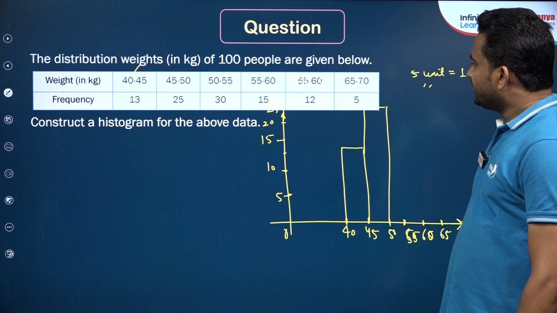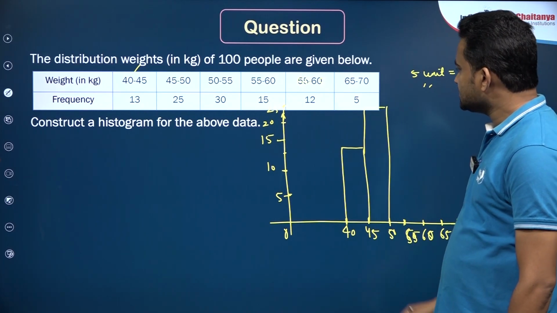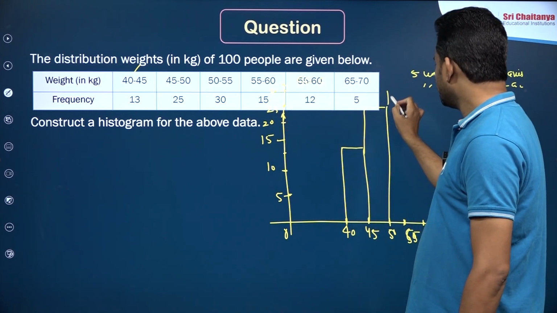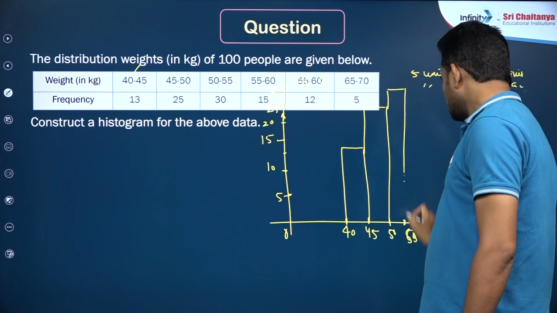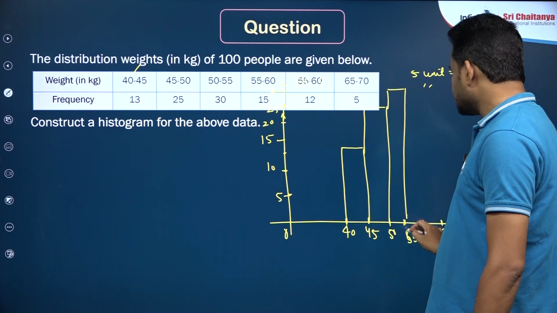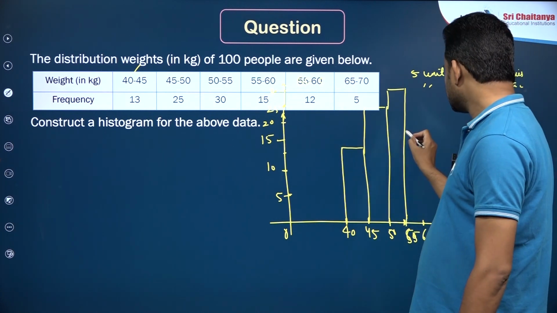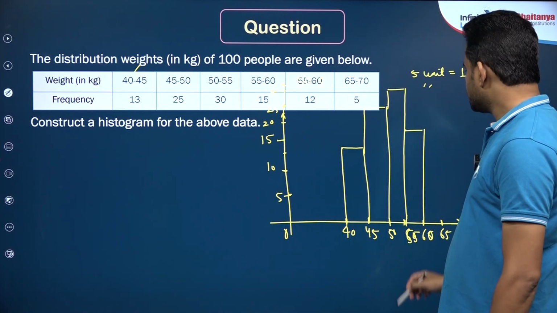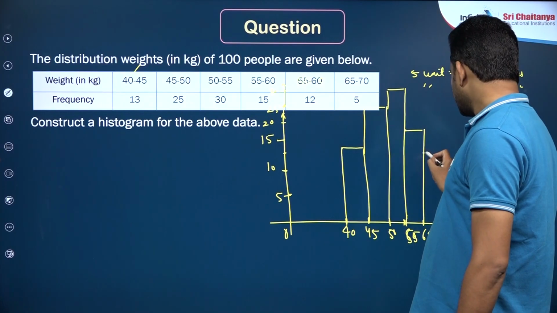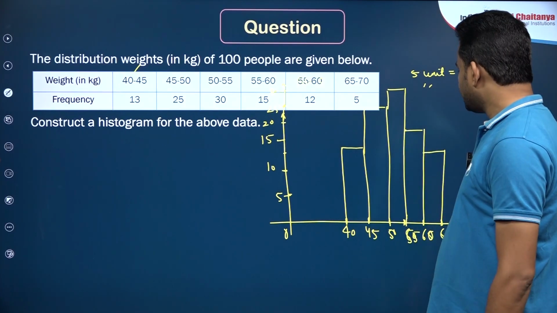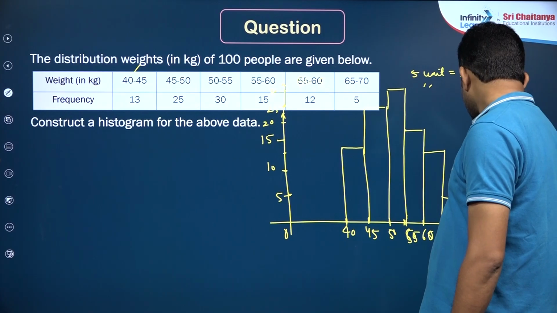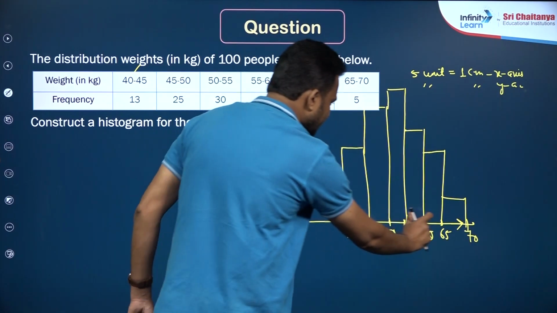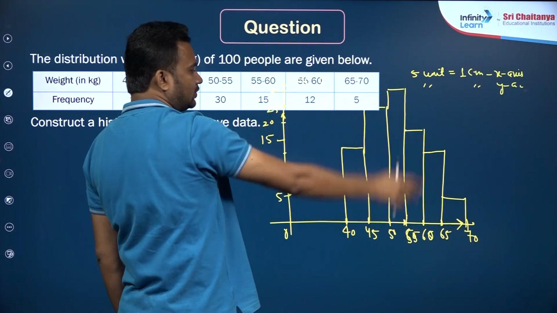Then 50 to 55, frequency is 30. So let us show this is 30. Right, so we have 30 over here. Now 55 to 60 it is 15, so this is 15. Then 60 to 65 it is 12, so this will be 12, right? Then 65 to 70 this is 5. Okay, so the width of every class should be same. Height varies according to the frequency.